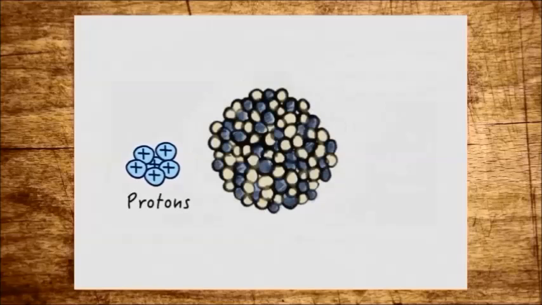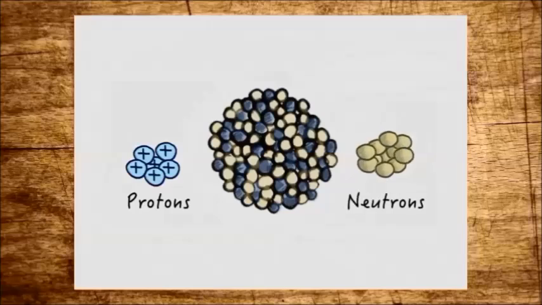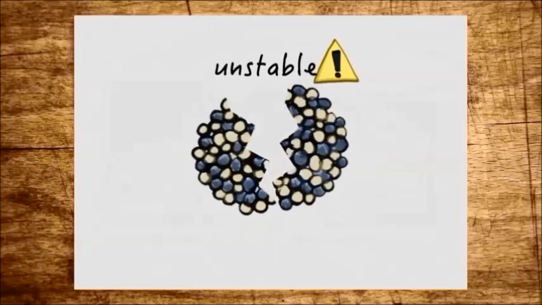The cores of atoms consist of protons, which are positively charged particles, and neutrons, which are neutral particles. With stable nuclei, there is a certain stable proportion of protons and neutrons. But if there are too many or too few neutrons compared with the number of protons, this equilibrium in the core of the atom gets out of balance, and the core becomes unstable and decays.